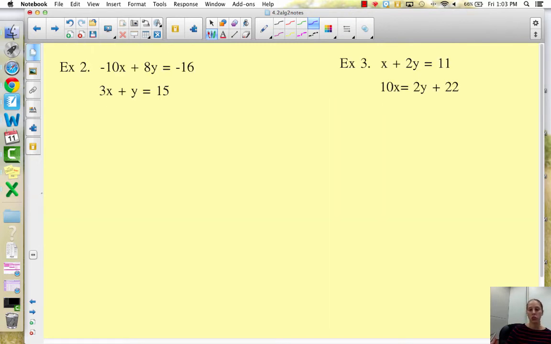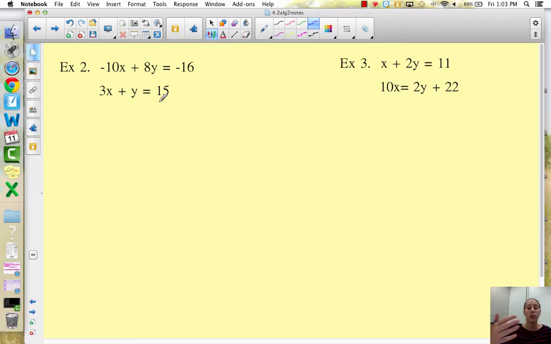Alright, so I'm going to do number 2 with you, and then I want you to try 3 on your own. So in this case, what you should notice is that the x's, y's, and constants are all lined up. That's perfect. Okay, but there's no numbers that match and that are opposite signs. So in these types of situations, you're going to have to make it match.